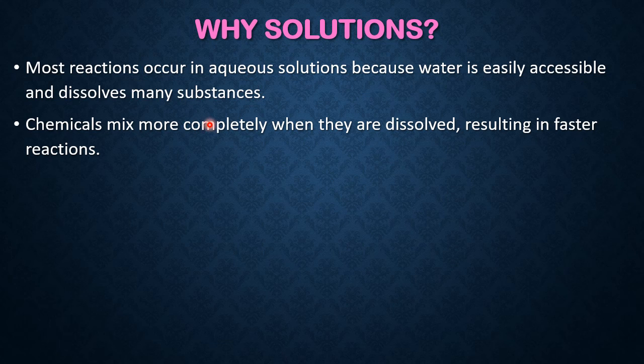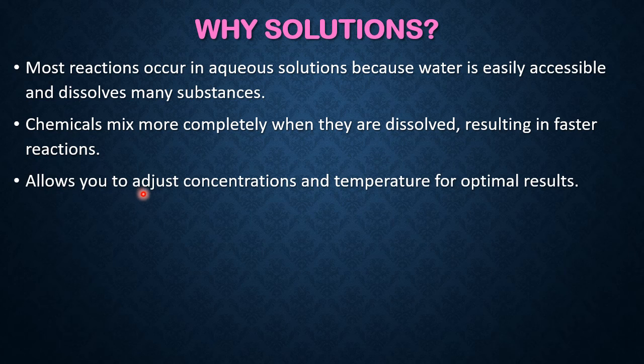Chemicals mix more completely when they are dissolved, resulting in faster reactions. Always you adjust concentrations and temperature for optimal results. Here we can understand that whenever we prepare solutions, how much strength we require, how concentrated or how weak we require, depending upon our requirement, we can change the concentration and the temperature. By changing temperature, what happens to the concentration? For all these reasons, we have to carry out reactions in solutions so that we will come to know its concentration under what conditions.